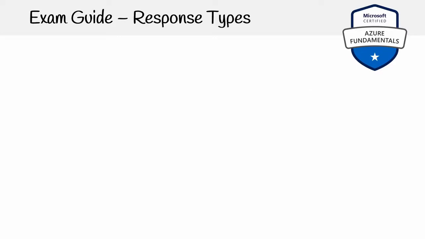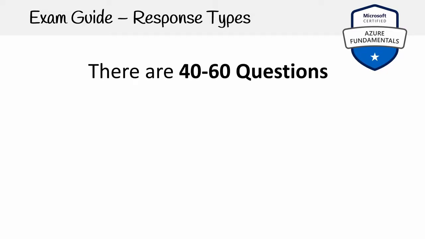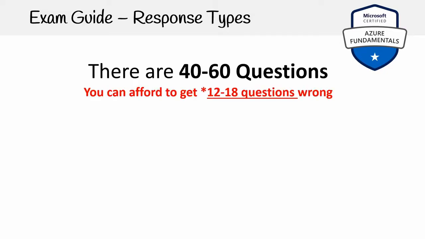The type of questions you'll see on the exam, we'll talk about here in a moment, but there are between 40 to 60 questions. So that means you have the chance of getting 12 to 18 questions wrong. I put an asterisk here because people who've actually taken the exam have reported only being presented with 30 questions. And I even reached out to Azure support to clarify that, to say, what is the real number? And their official answer was 40 to 60.